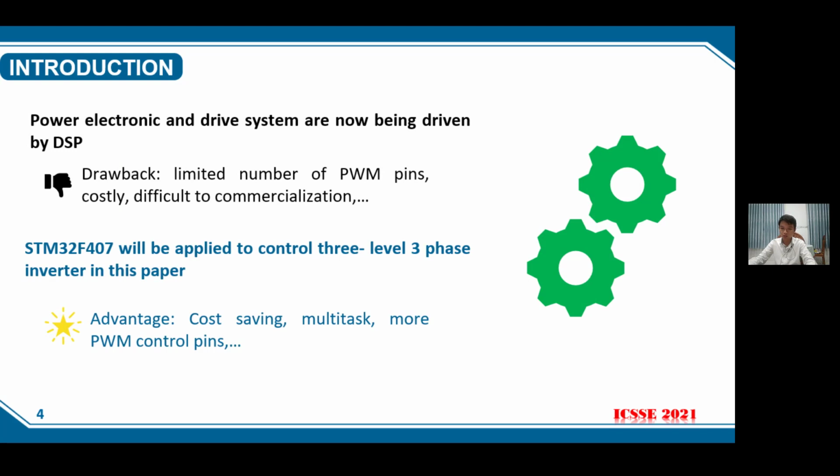Currently, DSP is widely used in power control with the following advantages: high control precision and support for SPWM functions. But it has some disadvantages such as a limited number of SPWM pins, high cost, and difficulty of commercialization. Therefore, the research and application of STM32F407 is reflected in this paper. Next section, I will present the system overview.